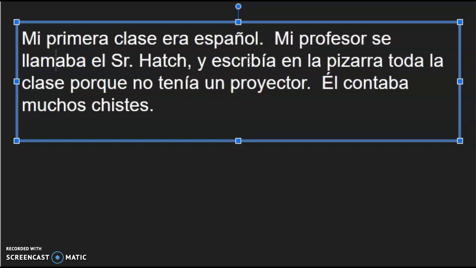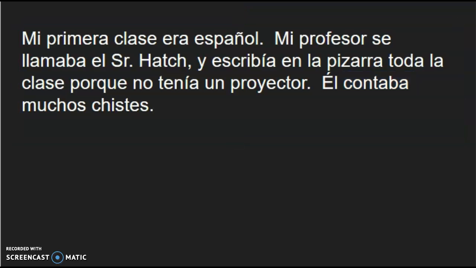Escribía, he would always write on the whiteboard because there was not a projector. So long term, there was not a projector. Something he would routinely always do every class, write on the board. Él contaba muchos chistes. He told a ton of jokes. I didn't count how many jokes, so that's why I have to use this past tense.